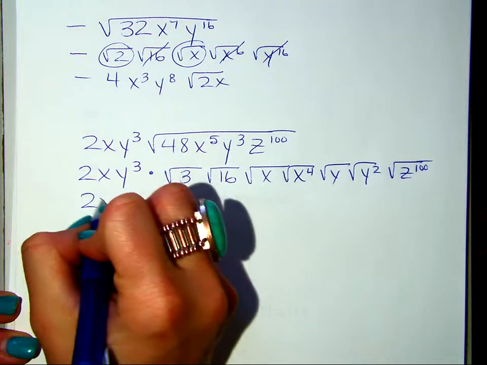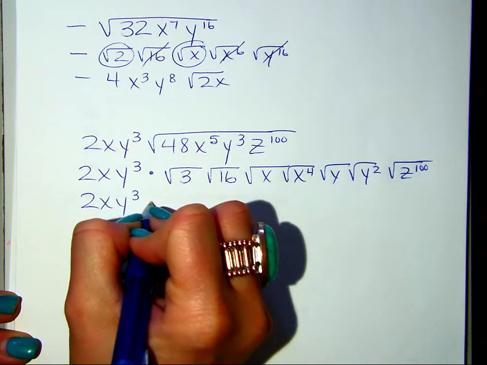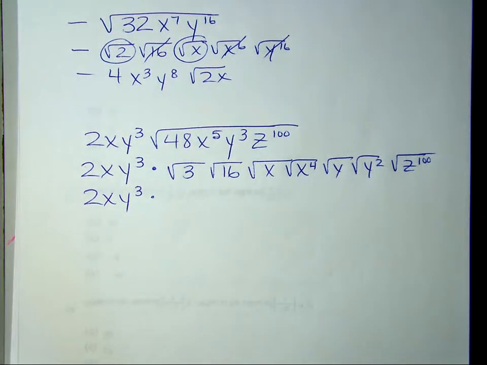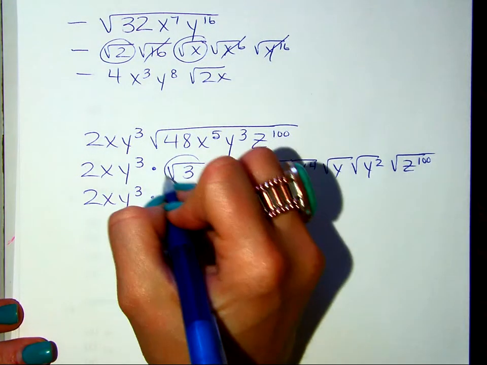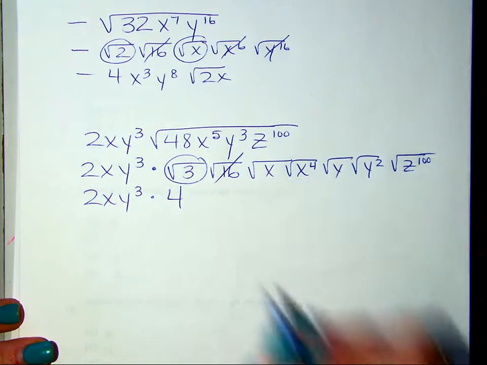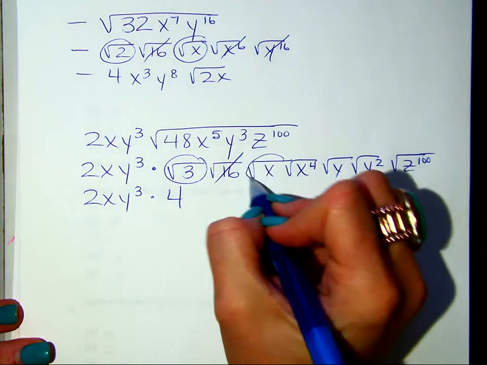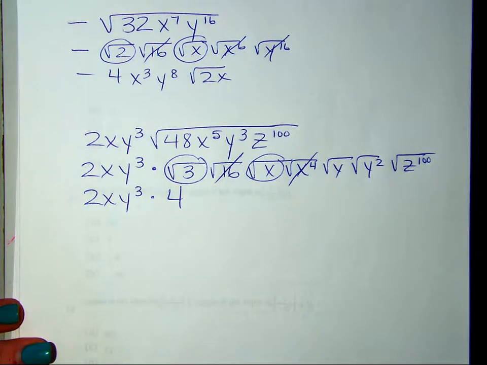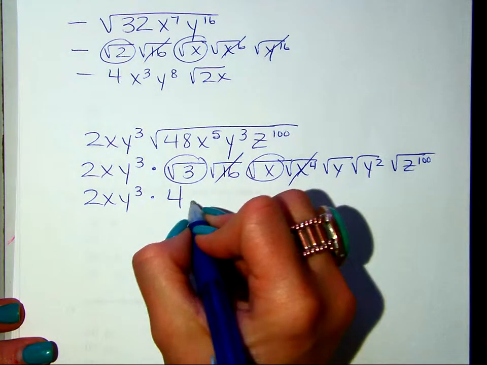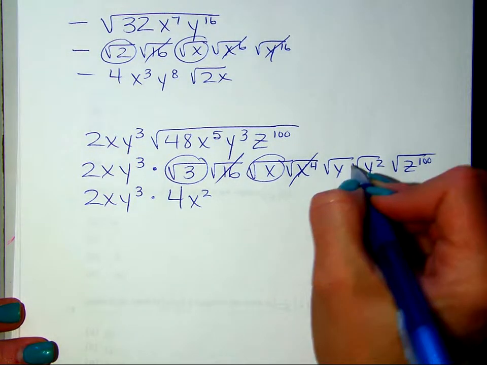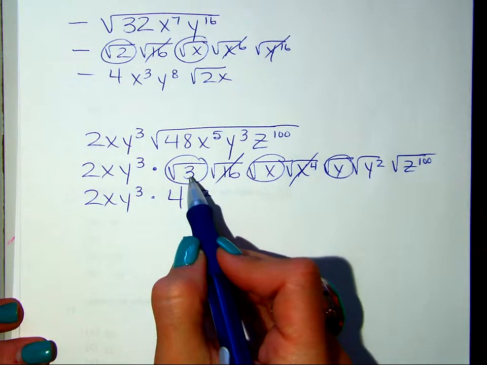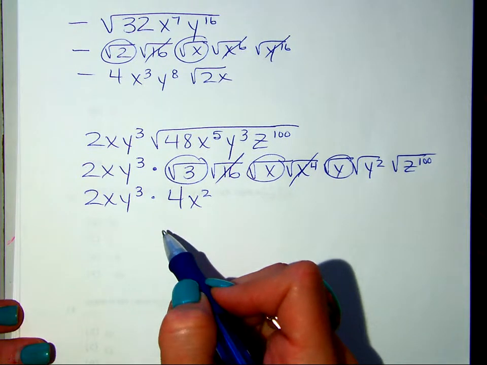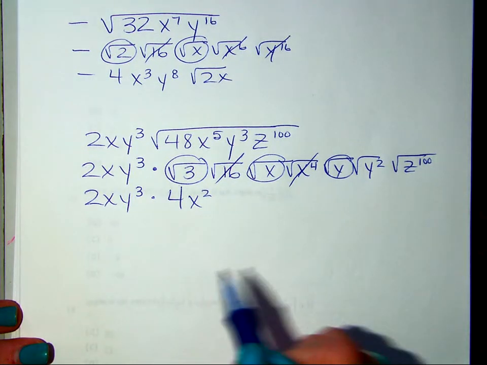Bring this down again. Yep, everything that comes outside of the radical. So the 3 will stay. The 16 will come out as a 4. The x to the 4th will come out as an x squared. Wait, why does the 3 stay? Because it can't be broken down any further, yep. Because it's as simple as it's going to get.